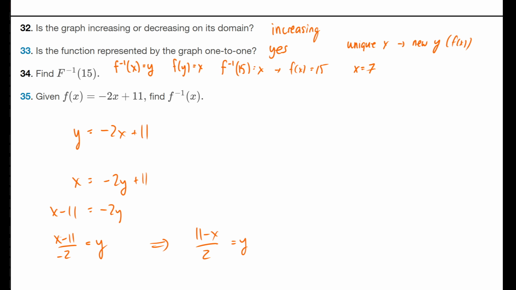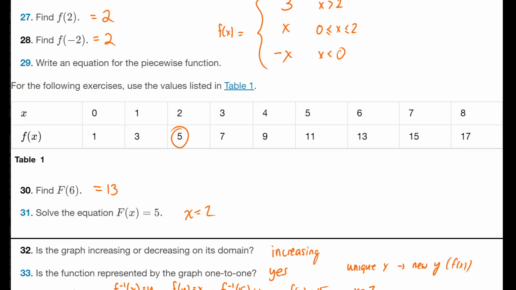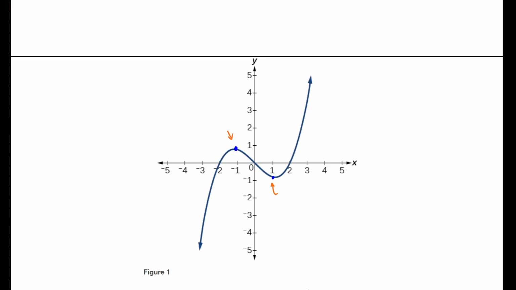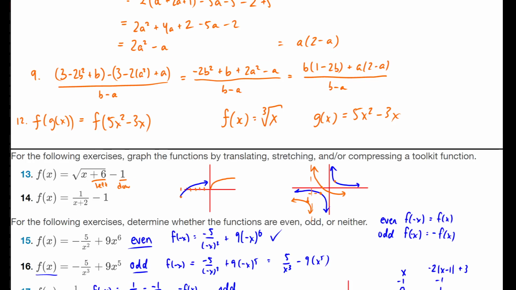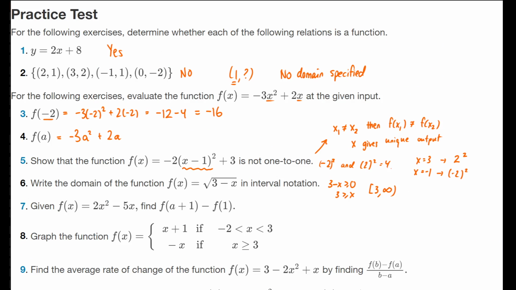So that's it for the Chapter 1 practice test. I know some of the questions were kind of squished, but this was the reasoning of how we can get through all of these questions and how to solve them. If you have any questions, you know what to do.